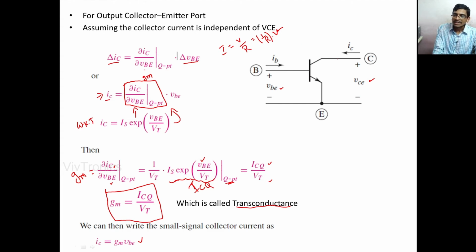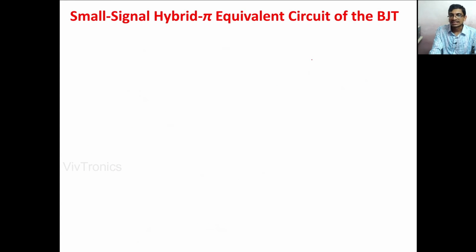Therefore, at the output side, we have a dependent current source whose value is GM into VBE, and at the input side we got one resistance, called the base to emitter resistance or diffusion resistance, which is equal to R pi. These are the two components present in the equivalent circuit of the BJT.